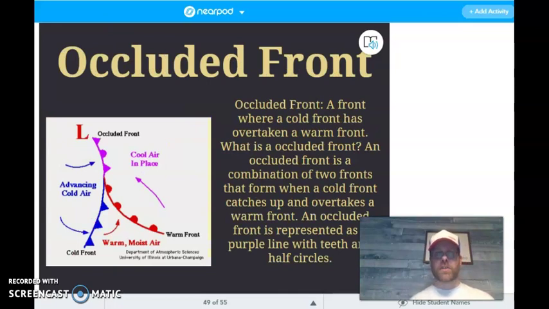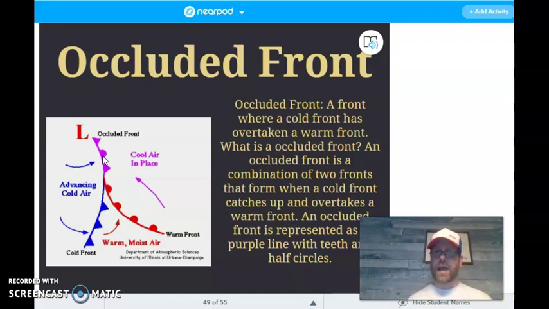All right, last we're going to talk about our occluded front. Now what's happening here is I have this warm front here, and remember they're kind of slow moving, and I have this cool front in behind it, and it actually catches up and overtakes the warm front. And again, if you were to mix red and blue, you would get purple. And that's why you see the symbol for the occluded front has the same triangular shape of the cold front and the same little humps of the red front, but it's in purple. Because now what you've had happen is you've had a cold front overtake a warm front.